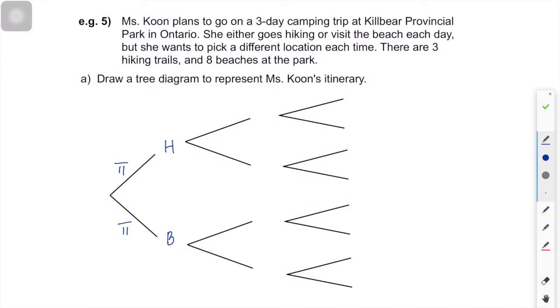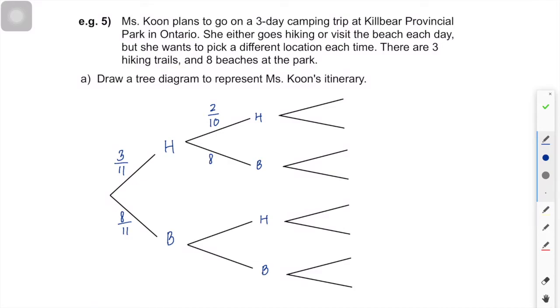On the first day, she can either go to any one of the 3 trails or any one of the 8 beaches, but 11 locations altogether. We're going to a different location each day, meaning that if I've gone to the first hiking trail, I will only be left with 2 choices on the next day out of the 10 remaining locations. So we can fill out this tree diagram as such.